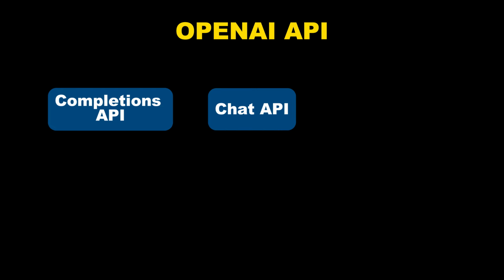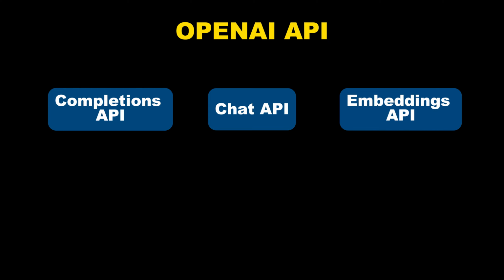Next is Chat API. The Chat API builds on completions, but is optimized for conversations. It can handle multi-turn conversations by remembering previous exchanges. However, you need to manage the conversation history yourself. You can use it for conversational chatbots that require basic context management across turns.